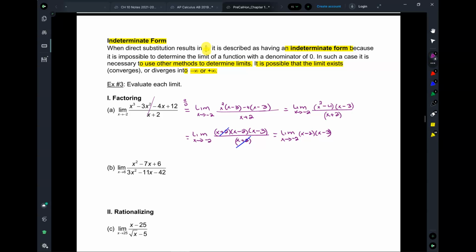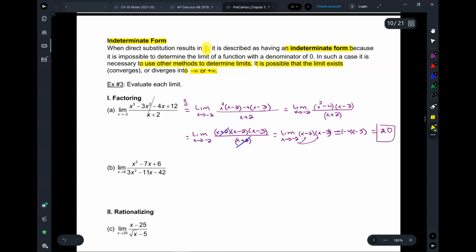So now I plug in the -2, and what do I get? -4 times -5, that's equal to +20. So that's the answer, +20.